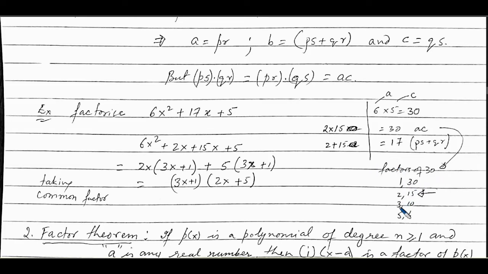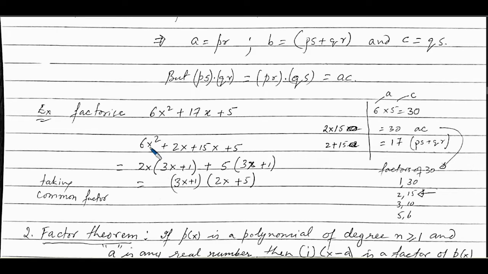So actually what do you mean by factors of 30? 1 into 30 is 30, 2 into 15, 3 into 10, 5 into 6 is 30. But what combination will give me 17? This is the only combination. This one marked with an arrow will give me 17. So I break 17 into 2x plus 15x.